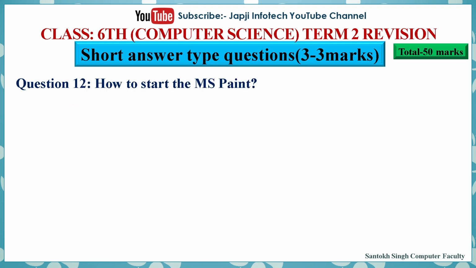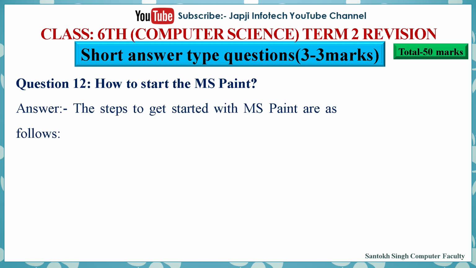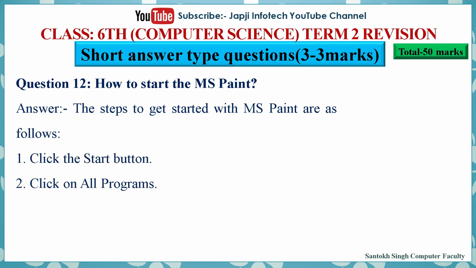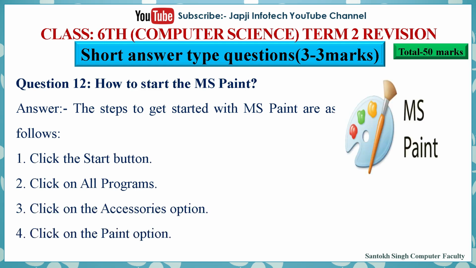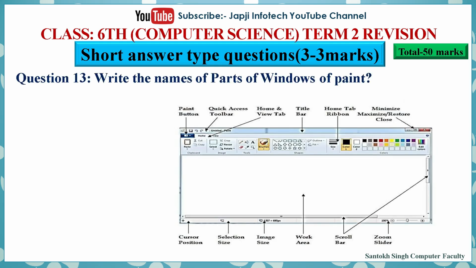And the 12th question is, how to start MS Paint? And the right answer is, the steps to get started with MS Paint are as follows. The first one is, click the Start button, click on All Programs, click on the Accessories option, then click on the Paint option.